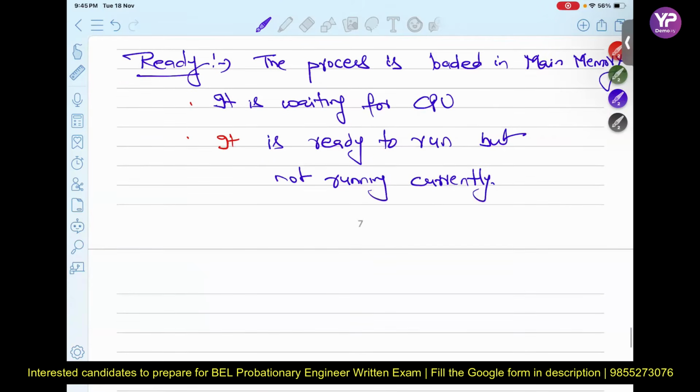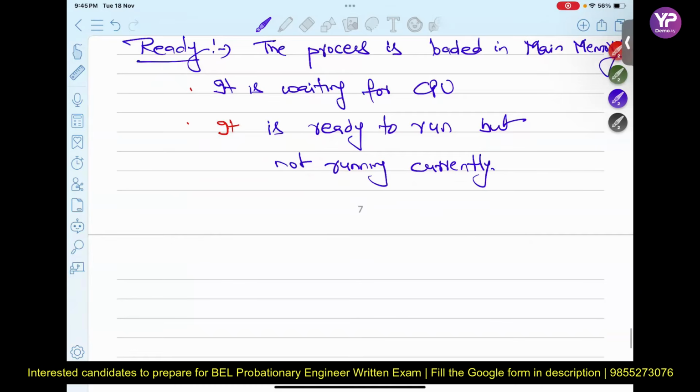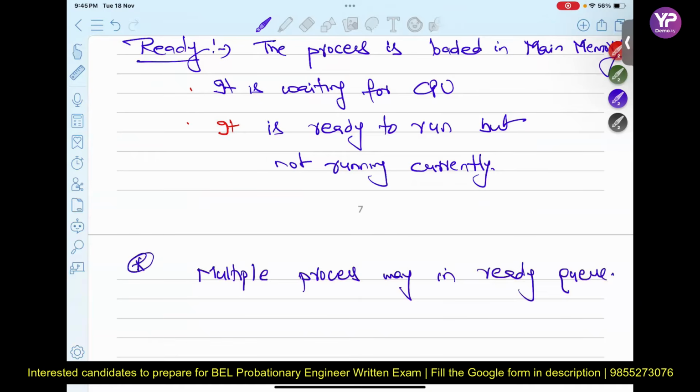So, can I say multiple processes can reside in the ready state? Yes or no? That is, multiple processes may be in the ready queue. Fine.